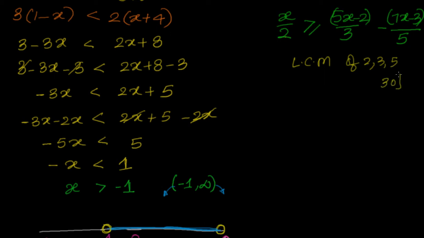I cannot have anything less than that, right? Because 15, 2 will not go. 20, 2 and 5 will go, 3 will not go. So it's 30. Okay, when I multiply by 30, what happens? What I'm going to do is multiply by 30.